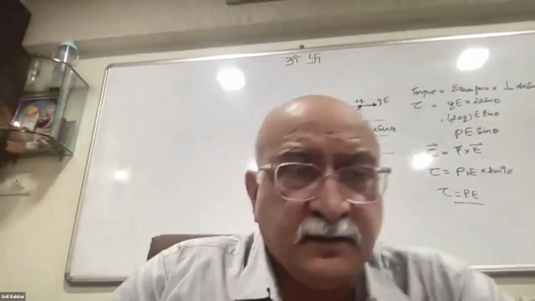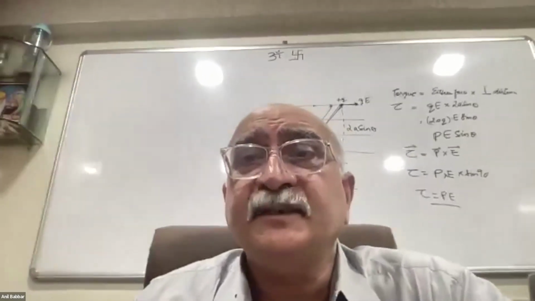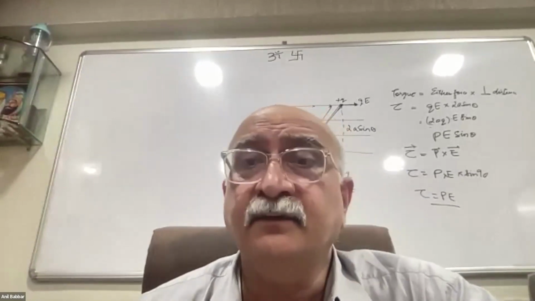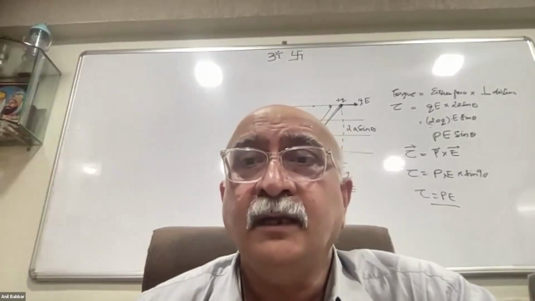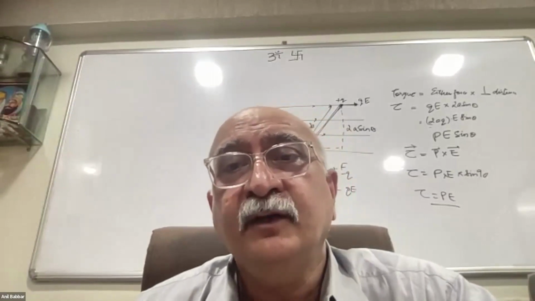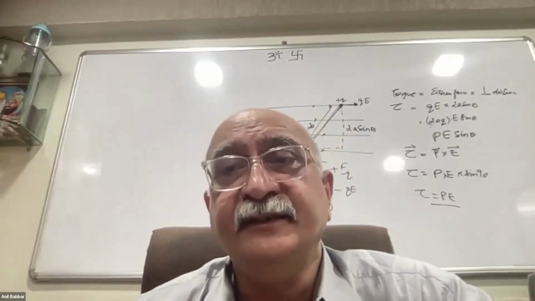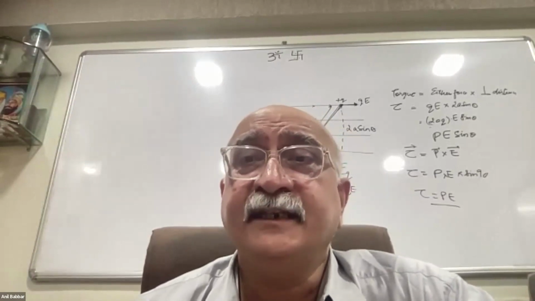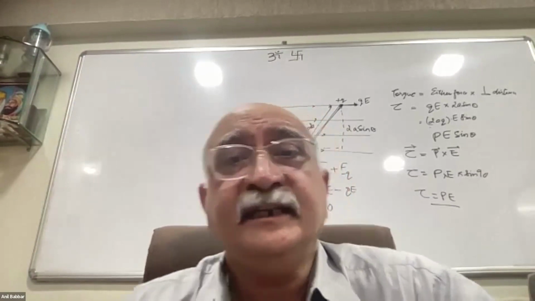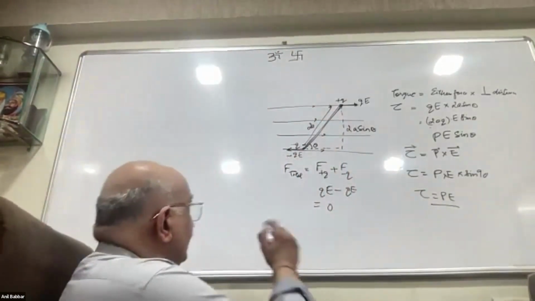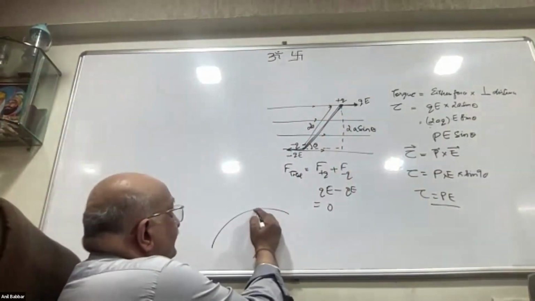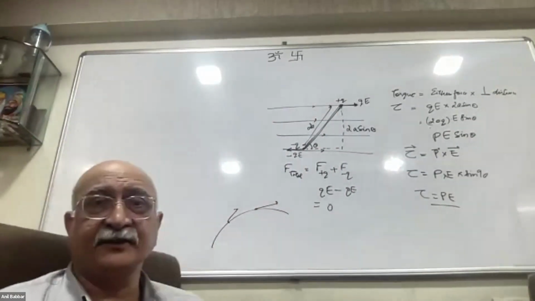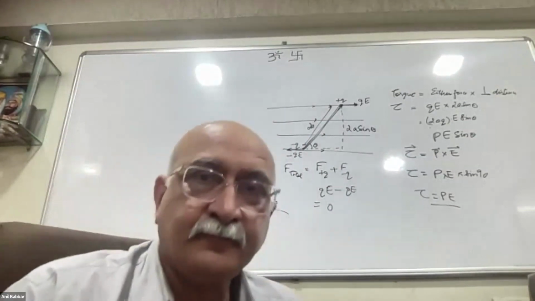Now, some properties of electric field lines are to be discussed. An electric field line can be defined as a curve along which a small positive charge would tend to move when free to do so in an electric field. And the tangent at any point gives us the direction of the electric field. Suppose this is the curve and here is the point; the tangent gives us the direction of the electric field at this point. Right?